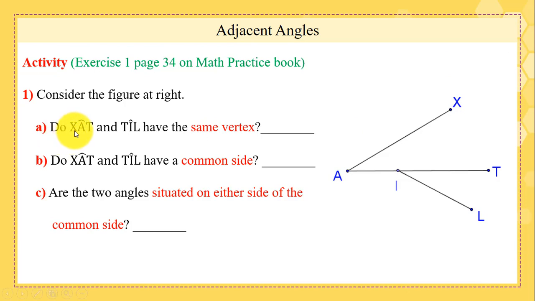Solution. They asked us about XAT and TIL if they have the same vertex. Let's check the vertex of XAT. The vertex of XAT is A. The vertex of TIL is I. So they don't have the same vertex, and the answer will be no. Do they have a common side? Yes, the line AT is the common side. Are the two angles situated on either side of the common side? The answer will be yes.